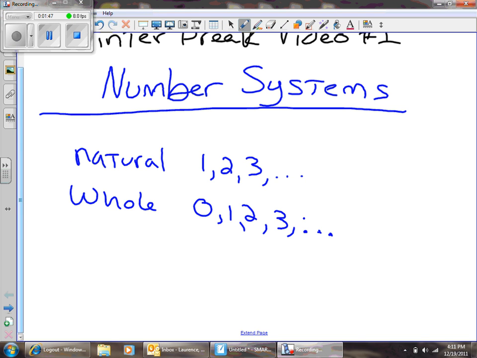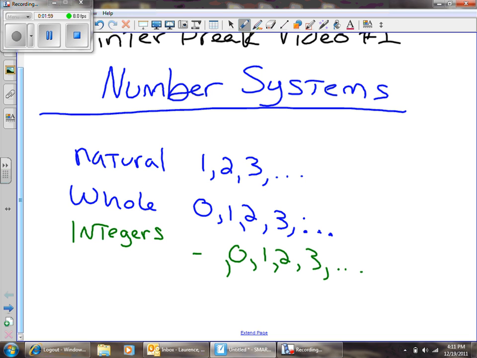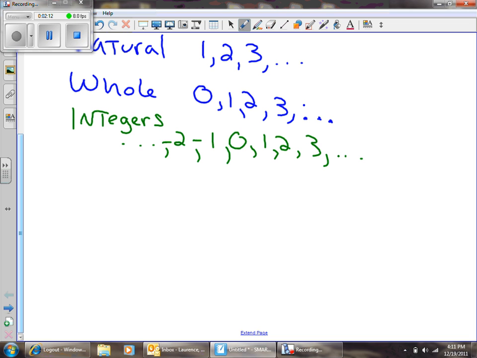And then we had the integers. The integers are where the negatives show up. Remember, the integers include all the wholes. They also include the negatives of the wholes. And they go on forever in both directions. They don't have a beginning. They don't have an end. Still, no fractions or decimals have shown up in our number systems yet.